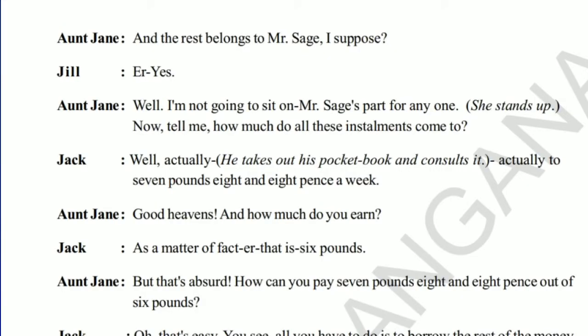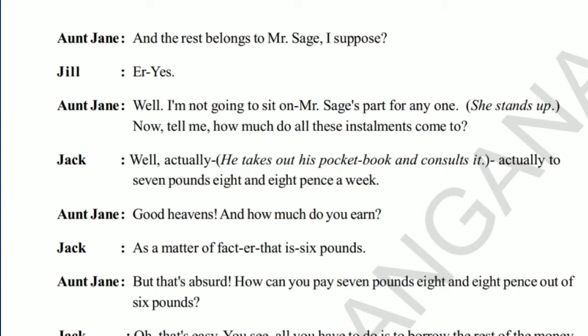And the rest belongs to Mr. Sage, I suppose. Yes. Well, I'm not going to sit on Mrs. Sage's parts for anyone. Now tell me, how much do all these installments come to? Well, actually, he takes out his pocket book and consults it. Actually, £7.08 a week. Good heavens!